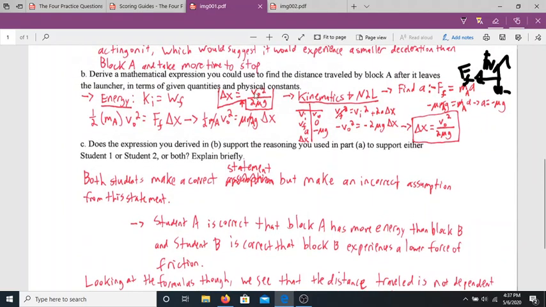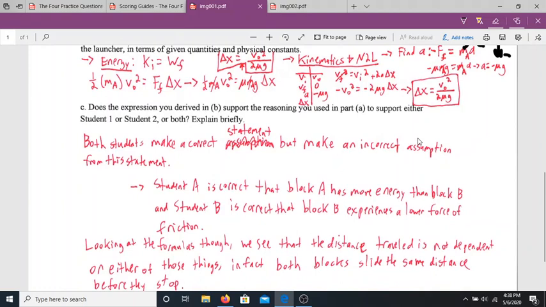And it doesn't matter if I do this with mass A or mass B, the masses cancel out on both sides. So it's only dependent on how fast I launch it. They both have the same launch velocity. The surface it slides on, they both slide on the same surface. And the gravity field they're moving through, they're both on the same planet. So in fact, these two objects actually slide the same, they're going to go the same distance before they stop.